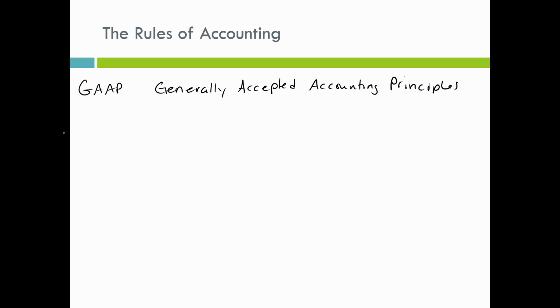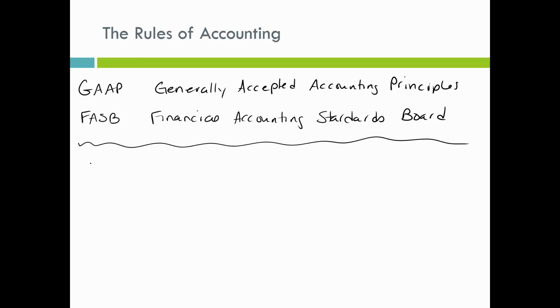But the group that's behind the generally accepted accounting principles, or GAAP, is the FASB, the Financial Accounting Standards Board. They're the ones who kind of make the rules and enforce them, although the IRS is very involved in that too with certain types. The GAAP works under 4 primary assumptions.